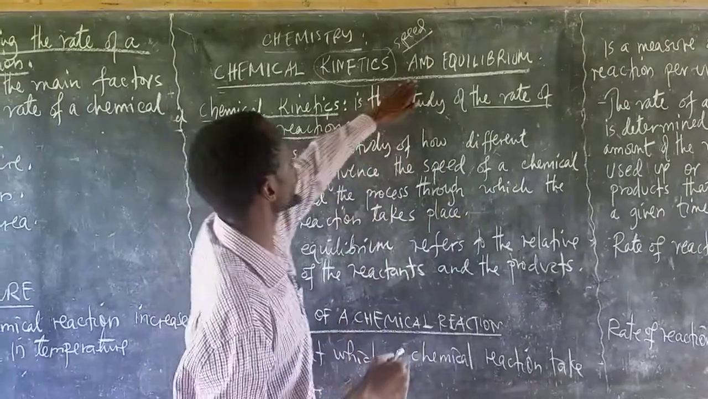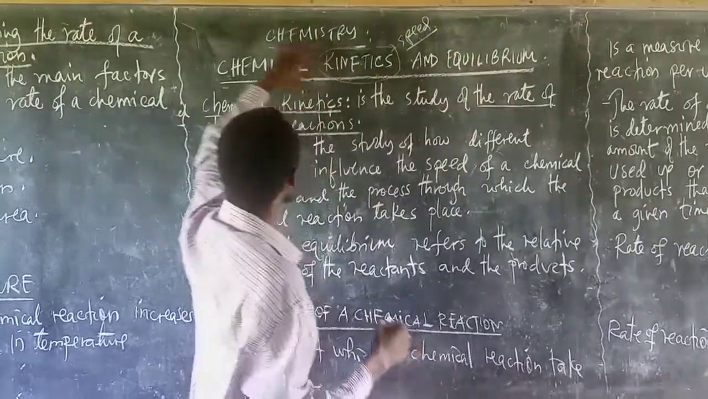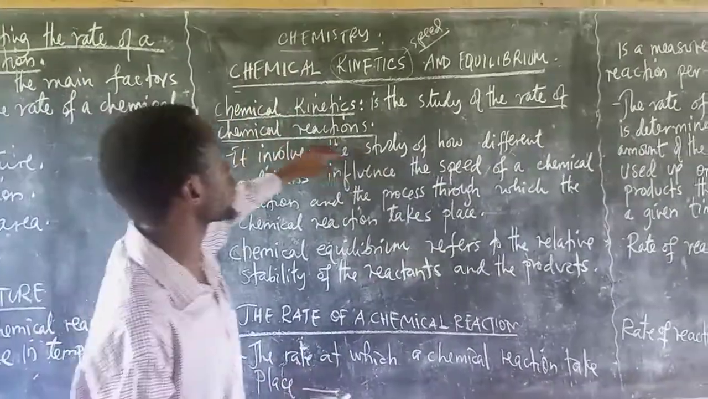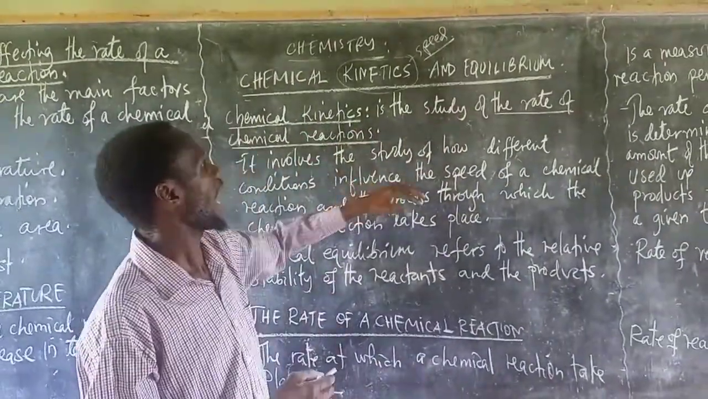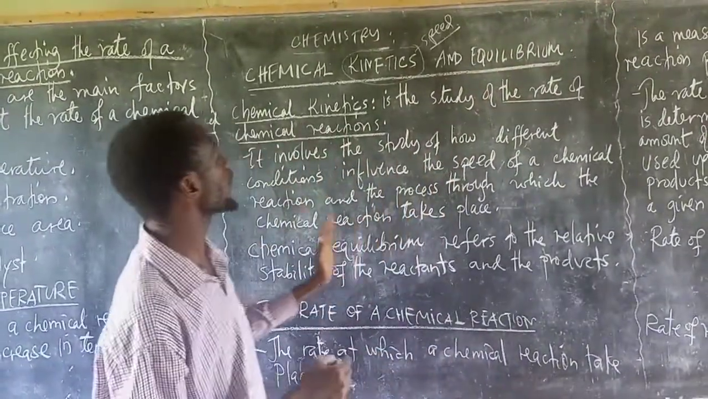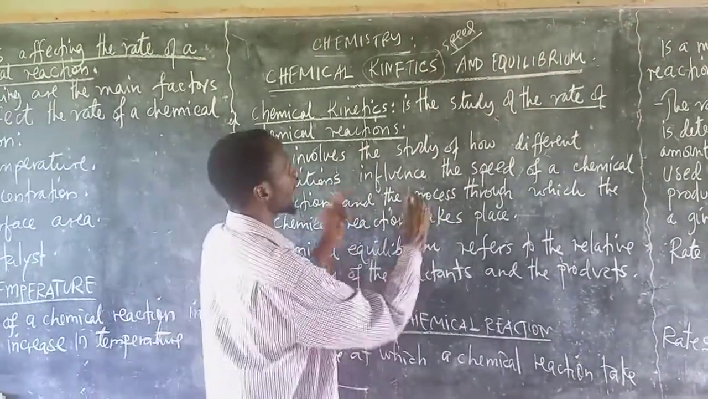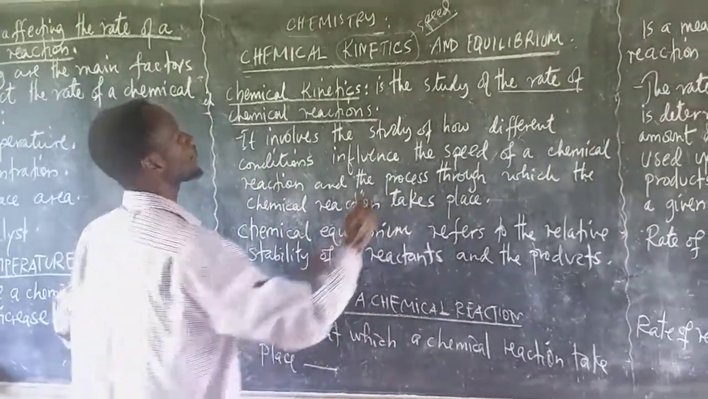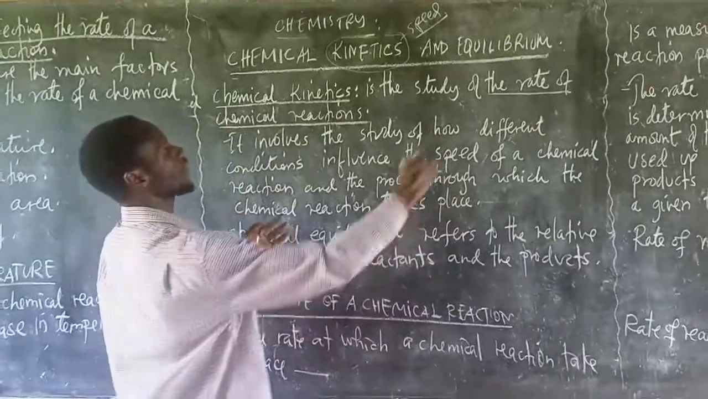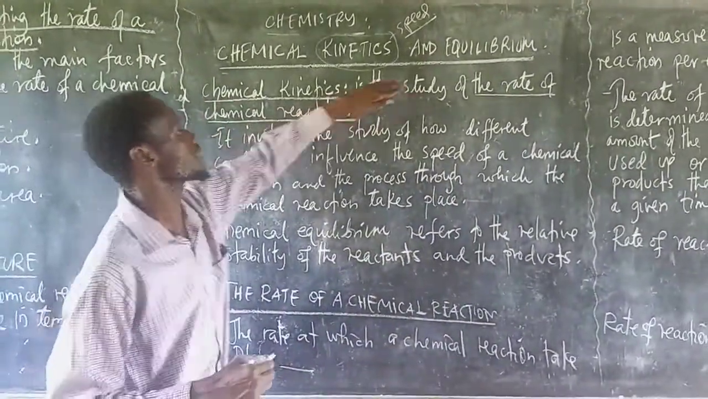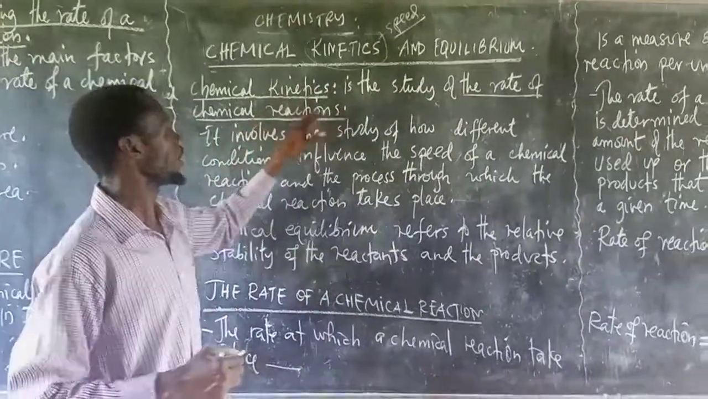And the other thing is equilibrium. So in this topic, we will be discussing two things: the rate of chemical reactions, and also equilibrium. Equilibrium considers the reactants which are found on one side of the equation and the products which are found on the other side of the equation. So, chemical kinetics is the study of the rate of chemical reactions.